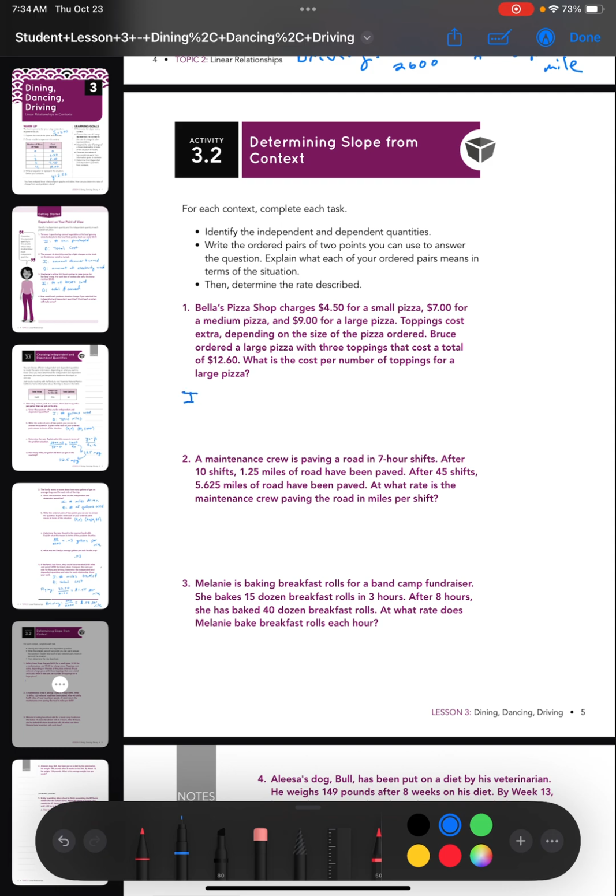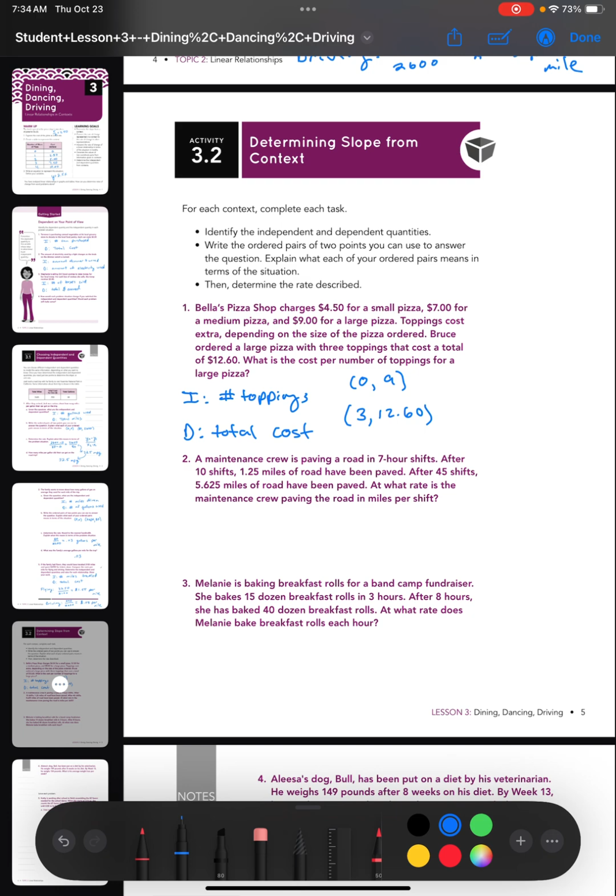Okay, well, independent, dependent variables first. Independent variable, you can choose the number of toppings. That is going to change our price. So the number of toppings, then our dependent is going to be the total cost again. So if we look at 2 order pairs, we know that a large pizza with 0 toppings is costing $9. So there's 1 point we can start with. And then we also know that he ordered a large pizza with 3 toppings and paid $12.60. So there's our 2 points.